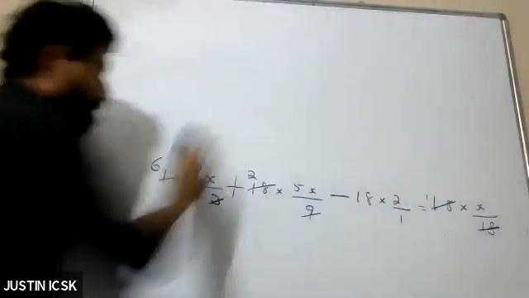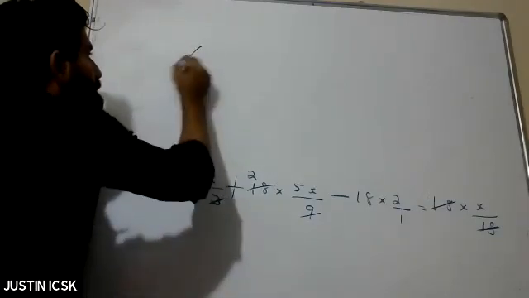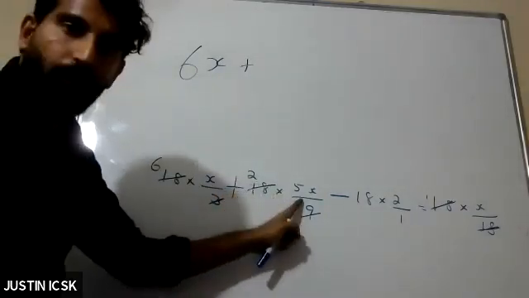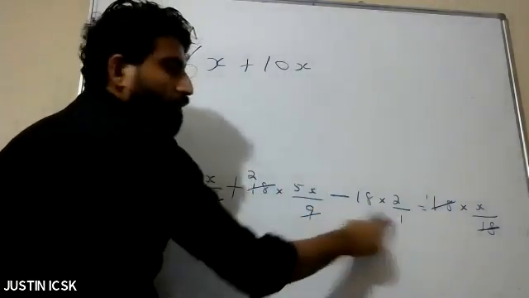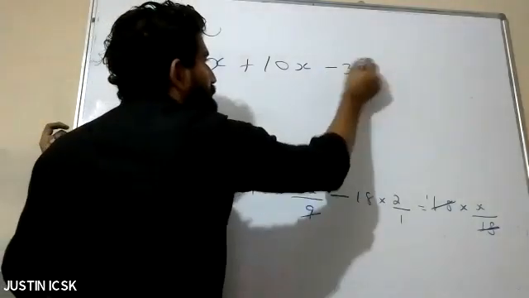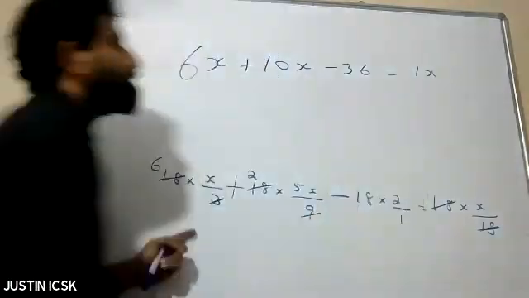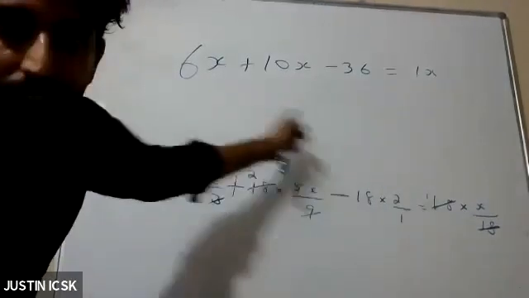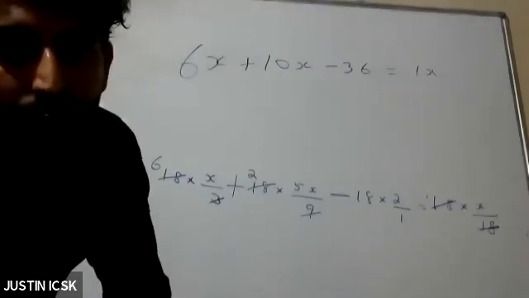Okay. So now I'm writing the answer. See here 6 and x, so 6x plus. Here 2 and 5, 2 into 5, 10x. Here there is nothing cancelled. 18 and 2, 36. Here it is 1x. So your fractions went, right? Now there is no fractions. Your all fractions went.